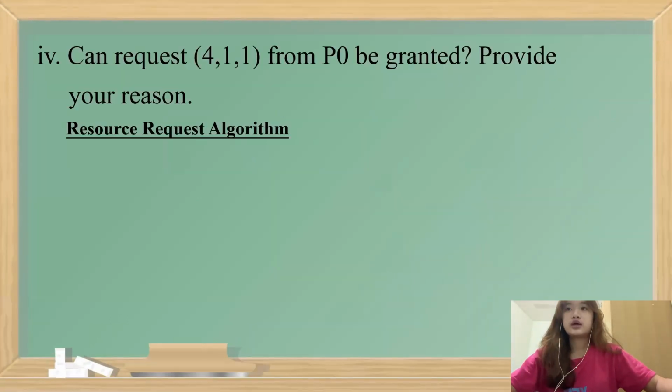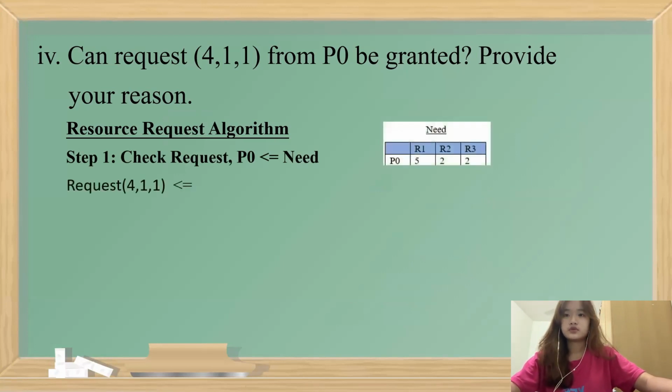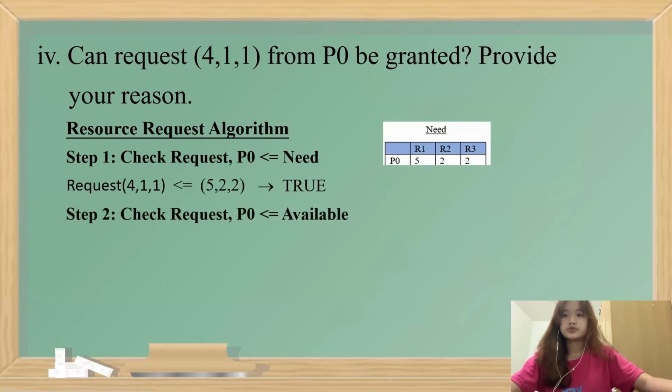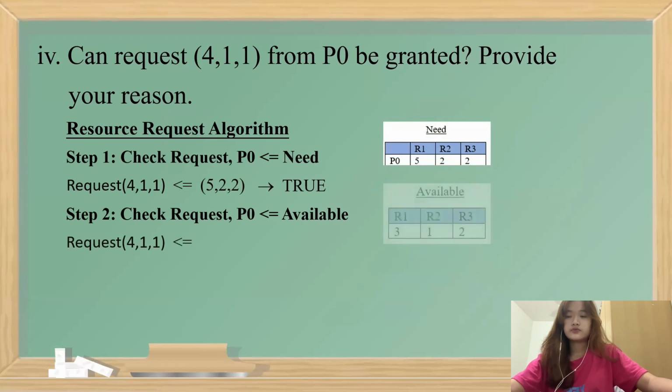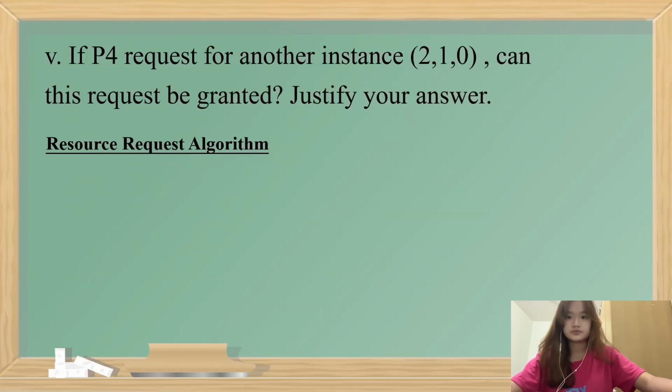Fourth question, can the request 4, 1, 1 from P0 be granted? Provide a reason. Step 1, we have to check whether the request of P0 is less or equal with the need. Our need is 5, 2, 2, which is true. Step 2, we have to check whether the request of P0 is less or equal with the available. Request 4, 1, 1 and our available is 3, 1, 2, which is false. Conclusion, the request 4, 1, 1 from P0 cannot be granted because there are not enough resources available.